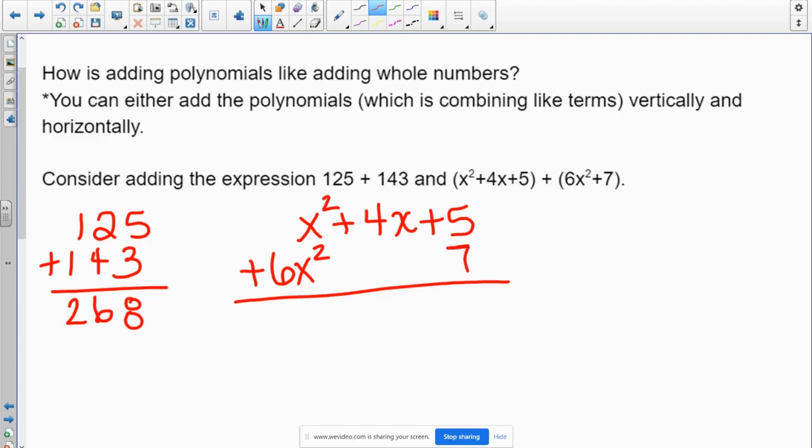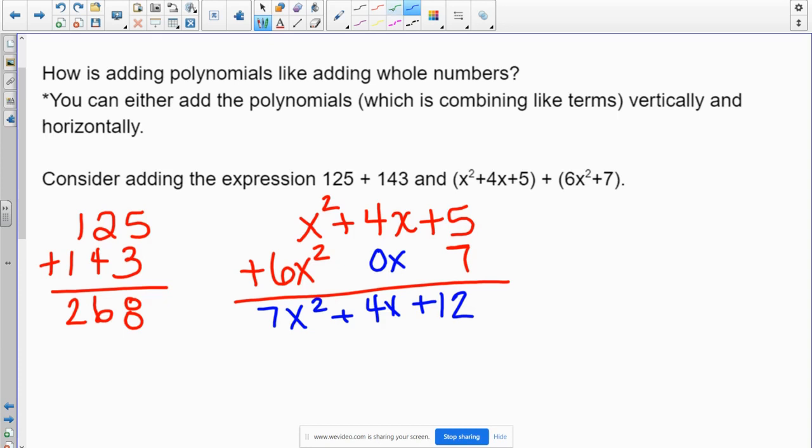And now you're just going to add like you added back in elementary with whole numbers. It doesn't matter if you start from left to right. 5 plus 7 is 12. Now notice there's nothing down here, no like term to add with 4x. So you can say 4x plus, if you really want to, 0x. So 4x plus no more x's is still 4x. And then x squared plus 6 more x squareds would give you 7x squared. So my final sum is 7x squared plus 4x plus 12.